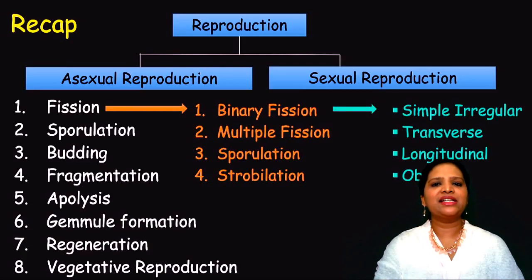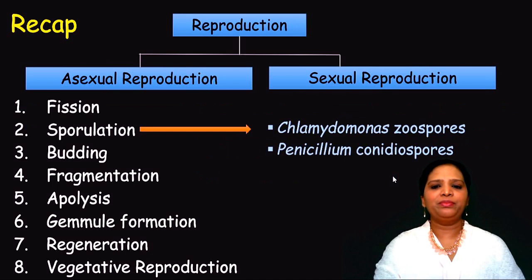Understand? So let us have a quick recap of this lecture. Reproduction: we are studying about asexual methods of reproduction. In the last two lectures we studied fission and sporulation. Fission has 4 types: binary fission, multiple fission, sporulation, strobilation. Again, binary fission is classified into methods based on the angle at which the fission occurs: simple, irregular, transverse, longitudinal and oblique. Right? Sporulation, 2 examples: Chlamydomonas, which produces zoospores, and Penicillium, which produces conidiospores.